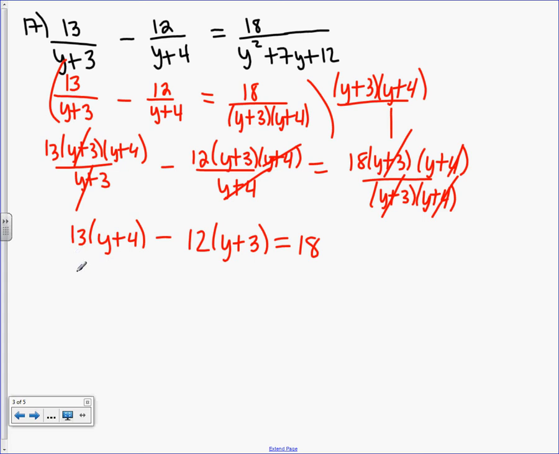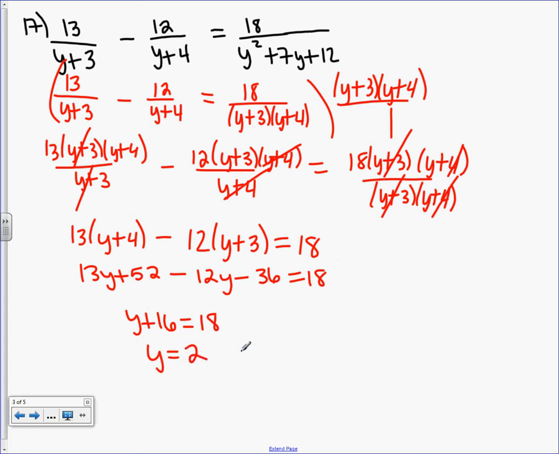So you're going to get 13y plus 52 minus 12y minus 36 equals 18. And then you solve it any way you want, but you combine like terms from there. So I got y plus 16 equals 18. So what was y?